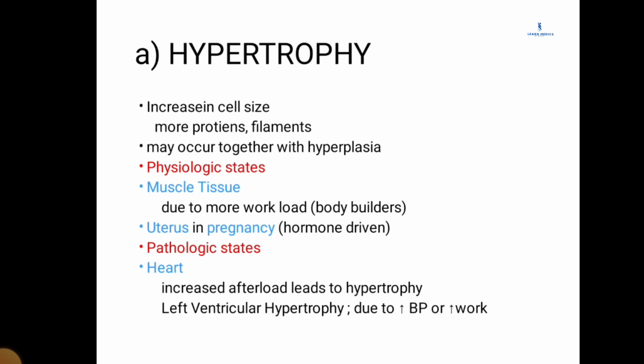And the second one is the pathological state. The classical example of the pathological state is left ventricular hypertrophy. It is due to increased BP or hypertension. It increases the afterload, which leads to hypertrophy. The afterload leads to hypertrophy of the left ventricle.